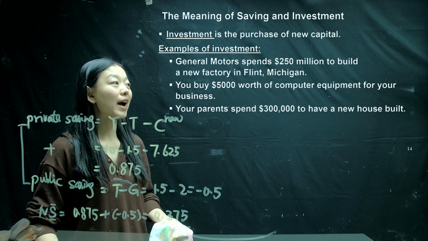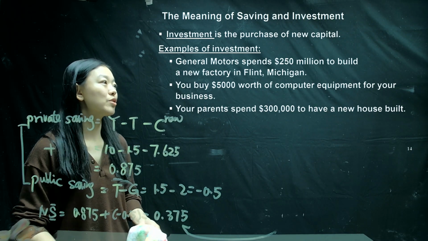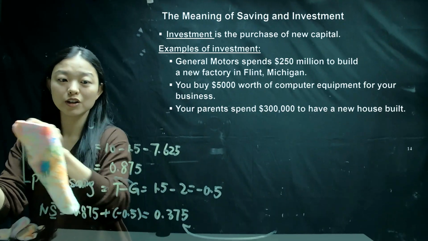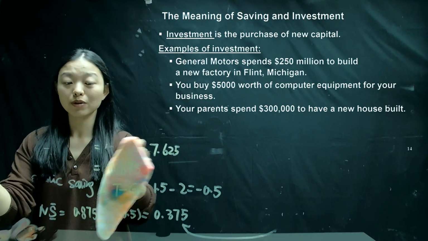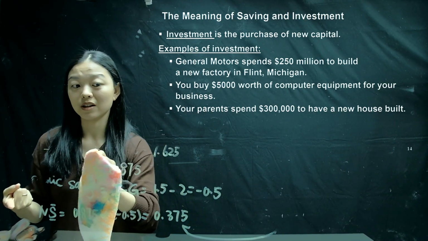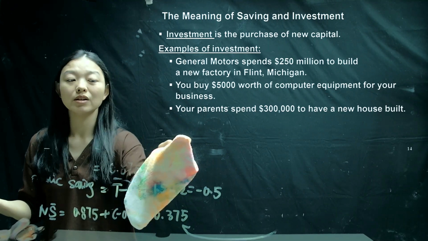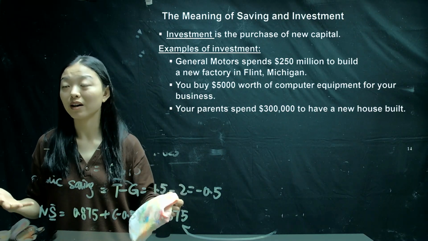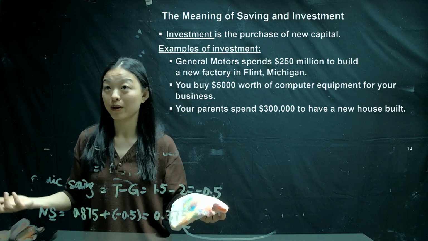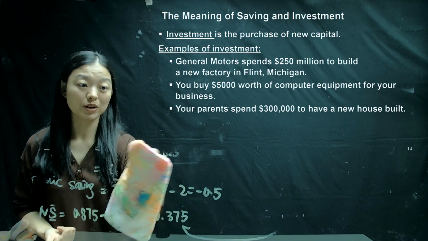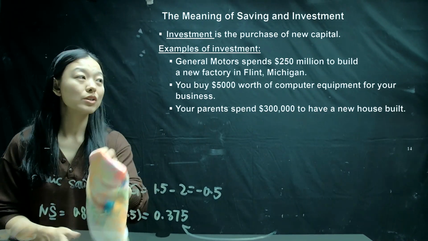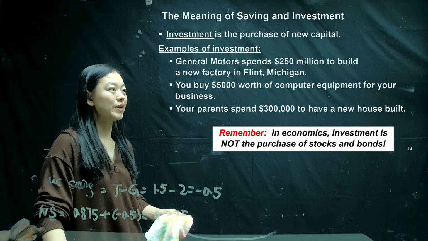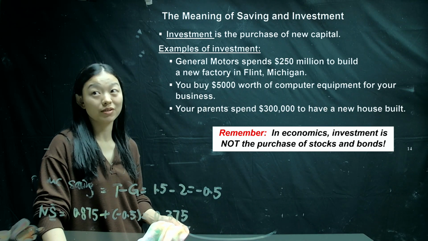Or your parents spend $300,000 to have a new house built. So you still notice this investment, as we talked about in chapter 10, should be business fixed investment, including the new factories and new equipment. Or like the residential fixed investment, like the third example, spending $300,000 to have a new house built, or inventory investment. Keep in mind in economics, investment is not the purchase of stocks or bonds.